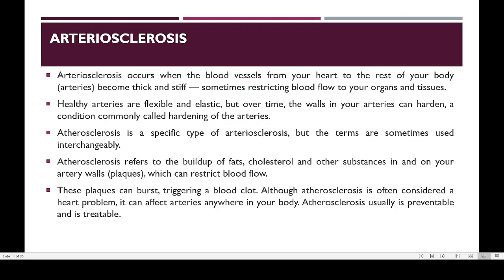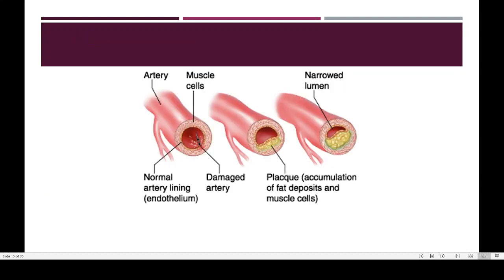Then another case is arteriosclerosis. Arteriosclerosis is basically a thickening of your blood vessel, that is, the wall of the blood vessel will be thickening. I will show you some here. This is a very good picture of that. Here you can see how a normal blood vessel appears.